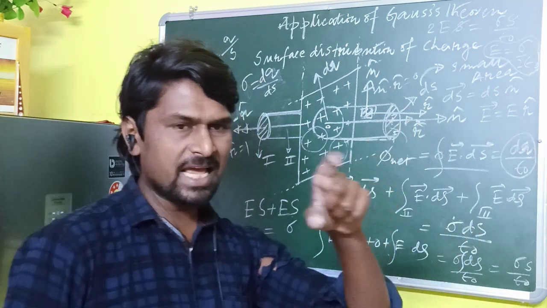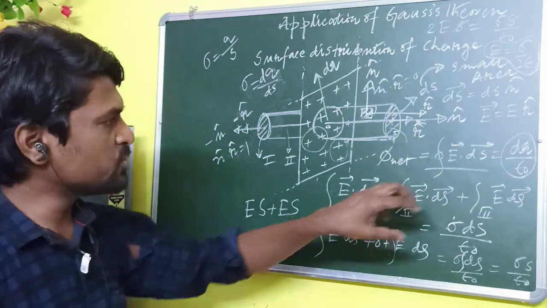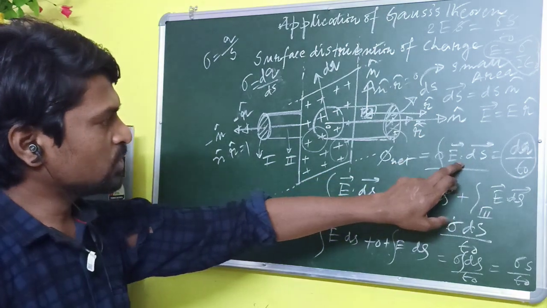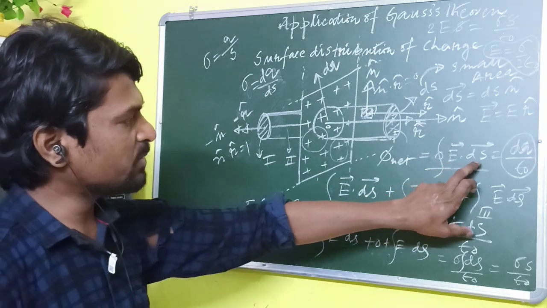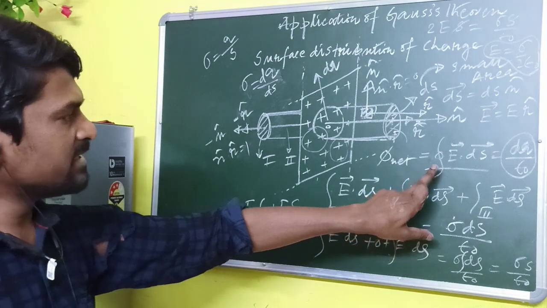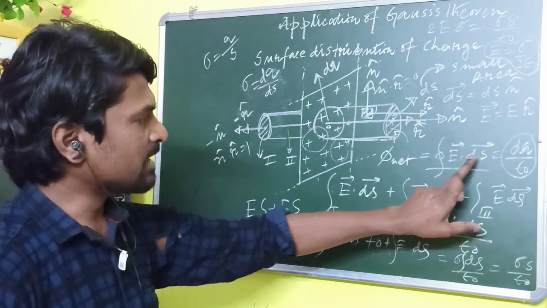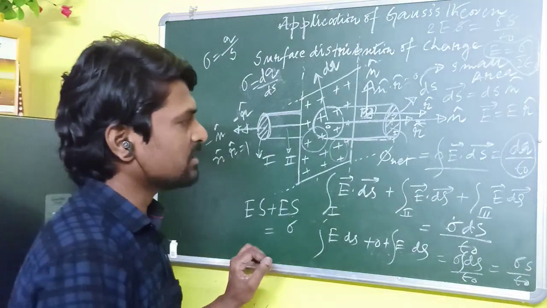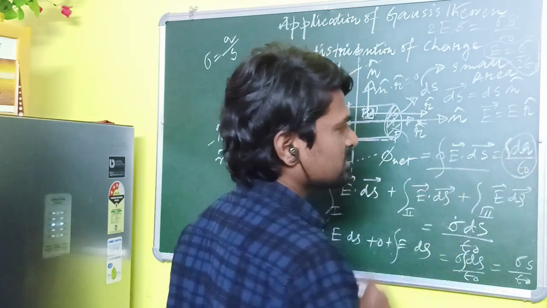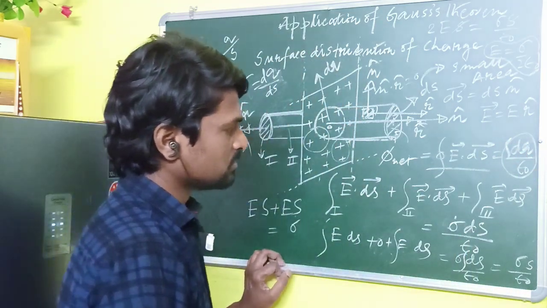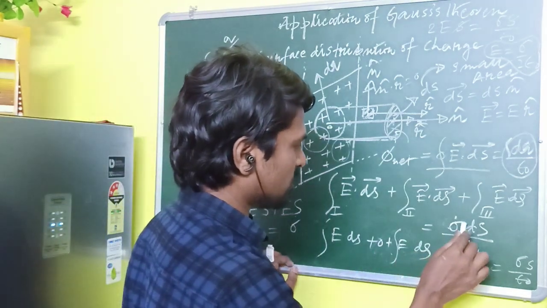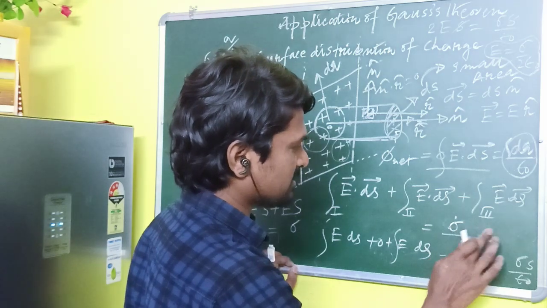So if we place here Q, then you have to integrate over that particular surface. So when we take the closed integration of E dot dS, if we take an integration, then you have to integrate all the charge. So I think it will be better to integrate over the total surface.